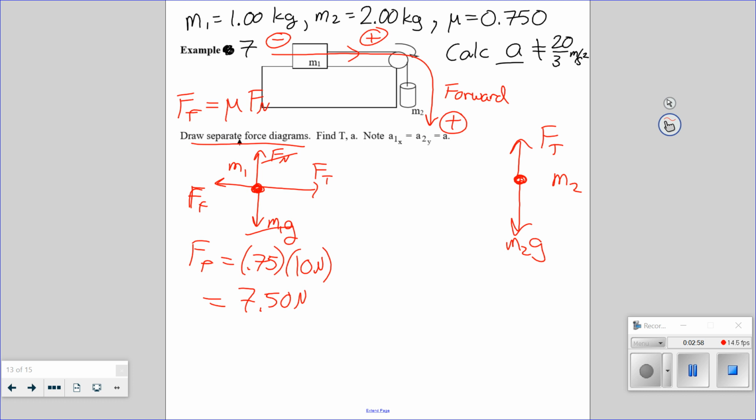Any questions? Sure. For M1, I don't know. It has to be the same because they're connected by the same rope, so everywhere in the rope has to have the same tension. I don't know what it is. We're going to get it along the way. Good question.